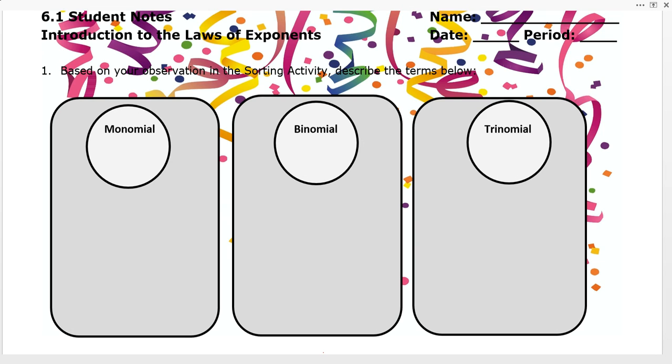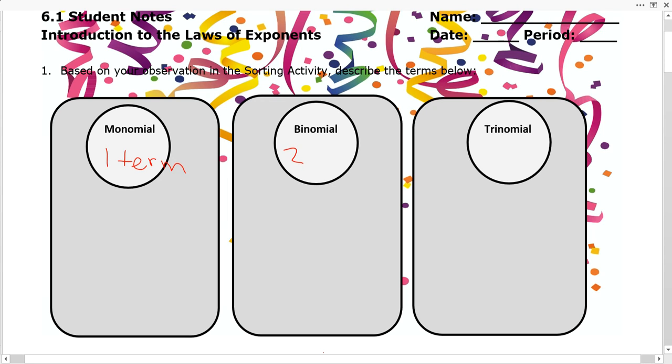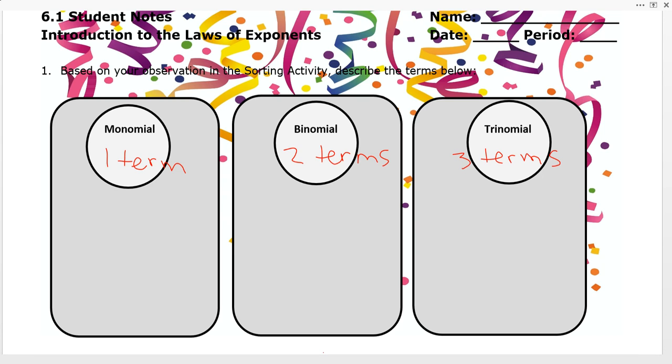So let's remember that a monomial has one term, a binomial has two terms, a trinomial has three terms. And a polynomial really is two or more terms. So a trinomial or anything higher than that, we just call a polynomial. Remember that a term can have a multiply or divide, but no addition.